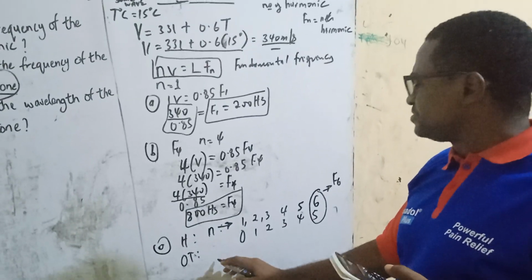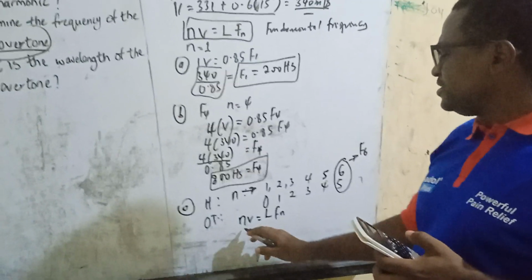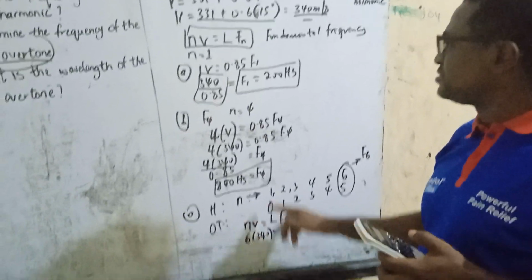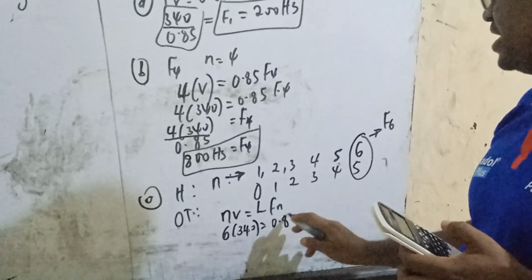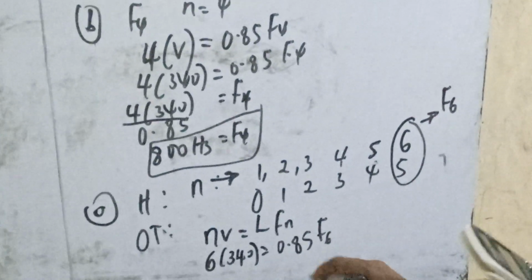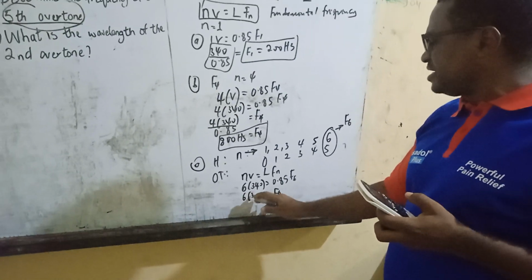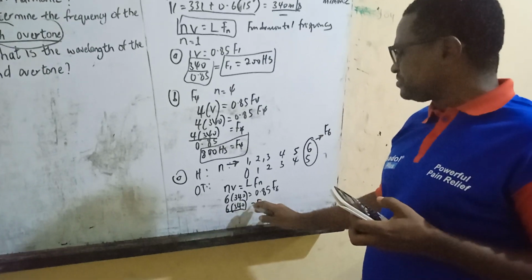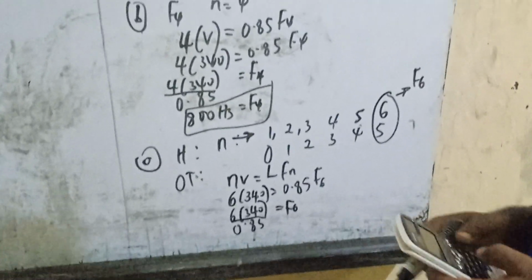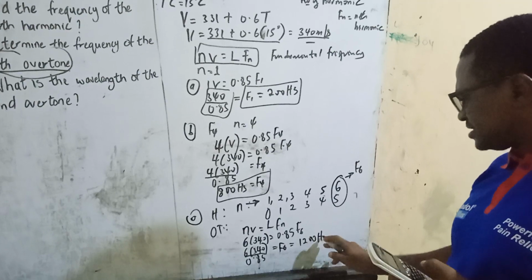So in our formula, MV is equal to LFN. And now the number of the harmonic is 6, times the velocity of the sound wave, is equal to the length of the pipe that we have here, 0.85, then F subscript 6. That is the sixth harmonic. So when we make F subscript 6 the subject of the formula, we have 6 times 340 divided by 0.85. Pressing the calculator, we are going to have 1200 Hz as our answer.